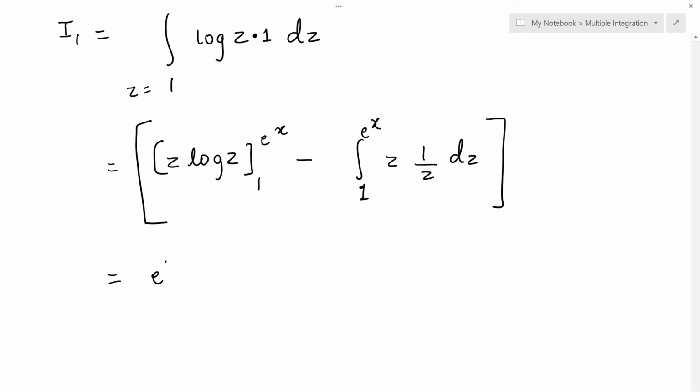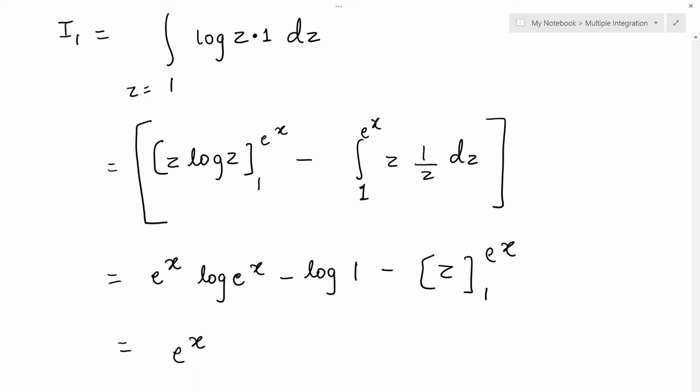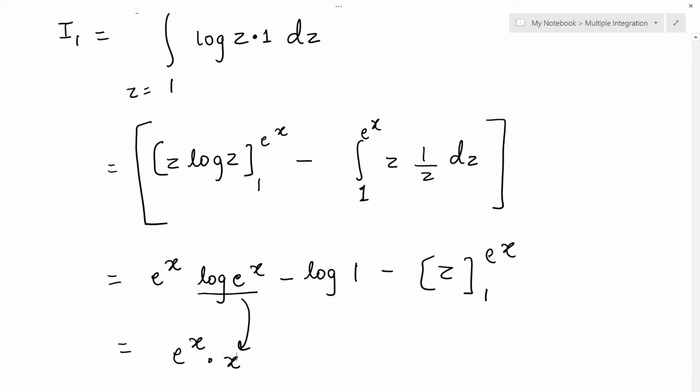You will have e raised to x log of e raised to x minus log of 1 minus, you will have z, and the limits are 1 and e raised to x. So you will have the answer as e raised to x times x, because the answer for this will be x. Again, this is 0. So you will have minus e raised to x, minus minus will become plus 1. So this is my answer for the innermost integration.